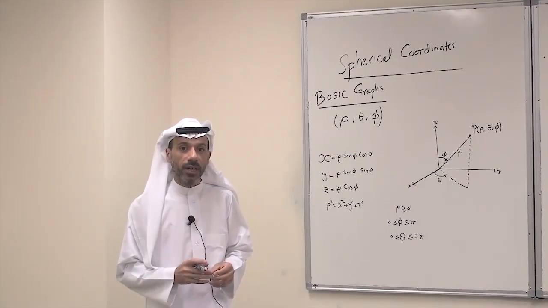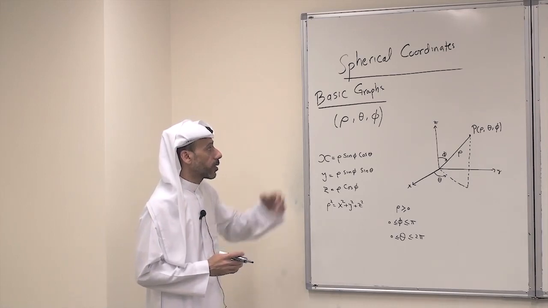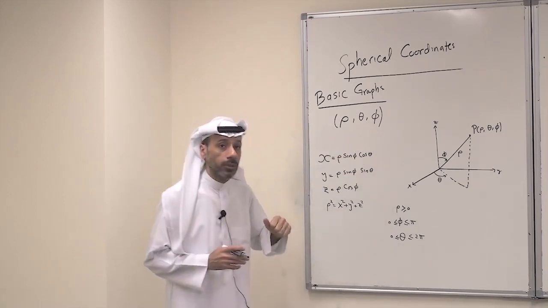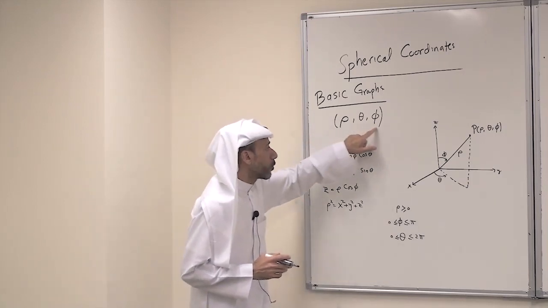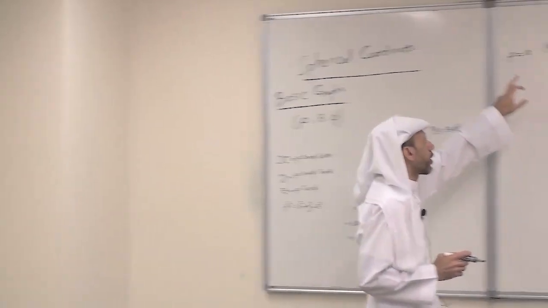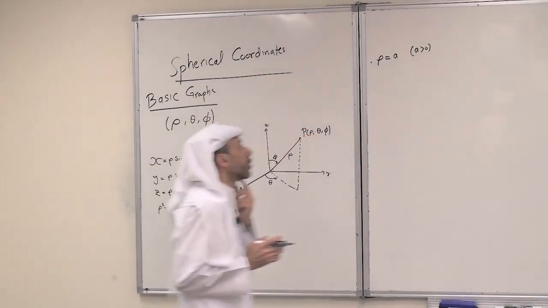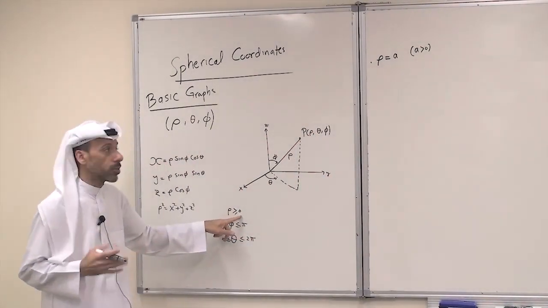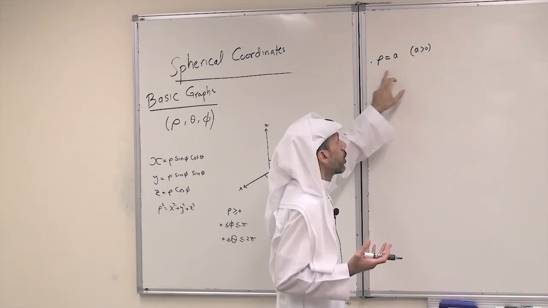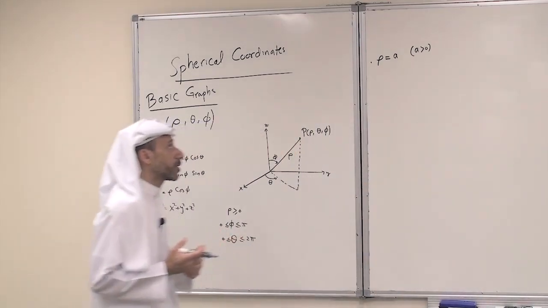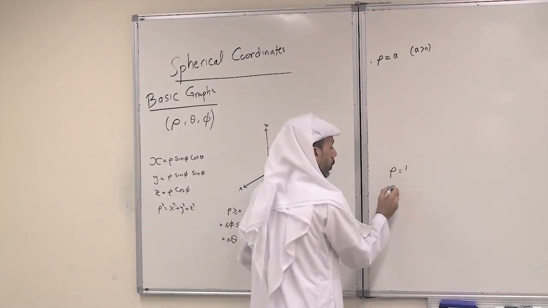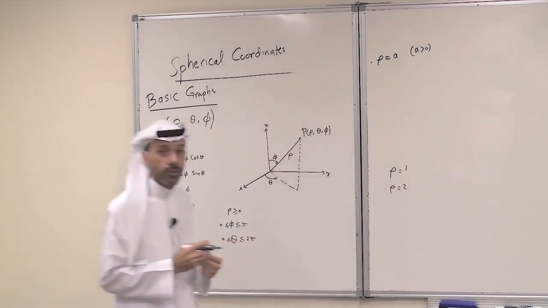Now we consider basic graphs in spherical coordinates. So we have the point with spherical coordinates rho, theta and phi. The basic graphs that we will consider are when each of these coordinates equals a constant. So we start with rho. If rho equals a, where a is positive, because rho has to be greater than or equal to 0, so we start with a positive number. What is the graph of this equation in spherical coordinates? For example, if rho equals 1, or rho equals 2, what is the graph of this equation?